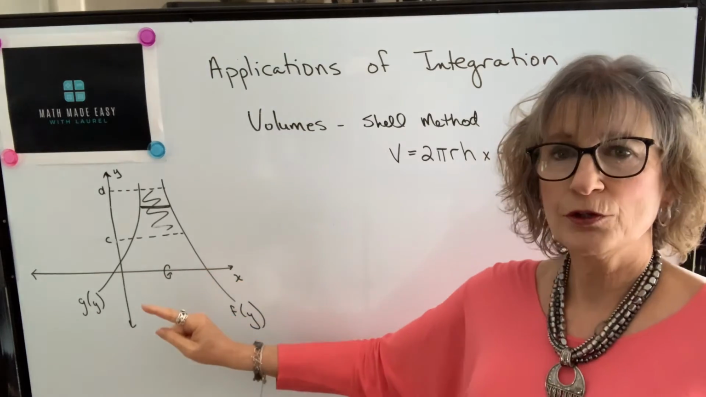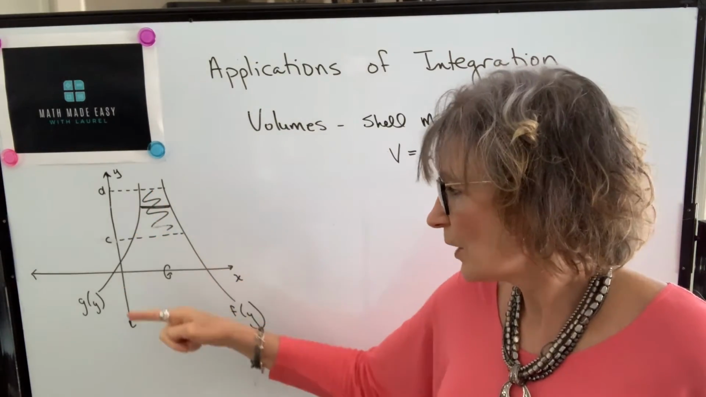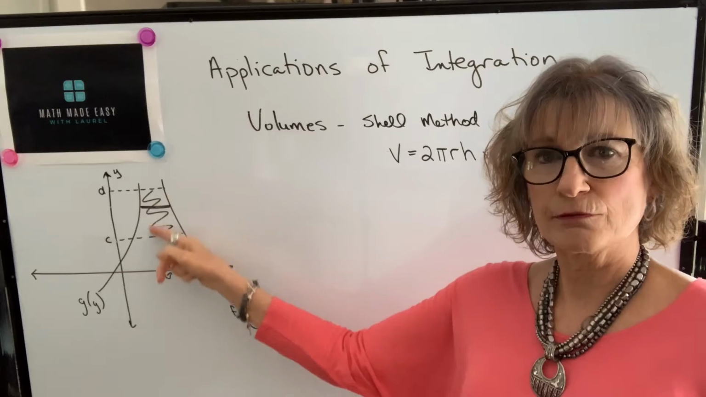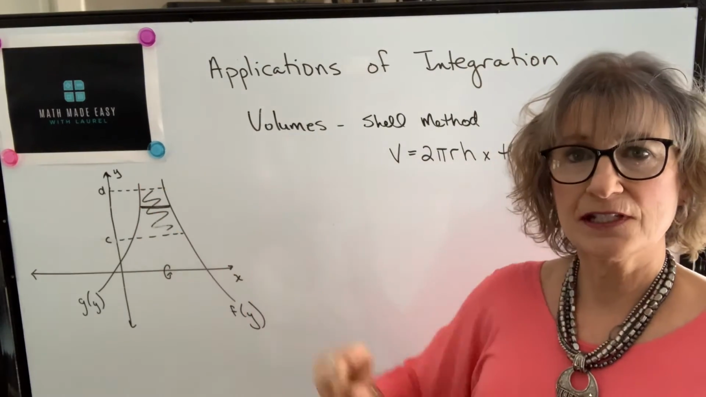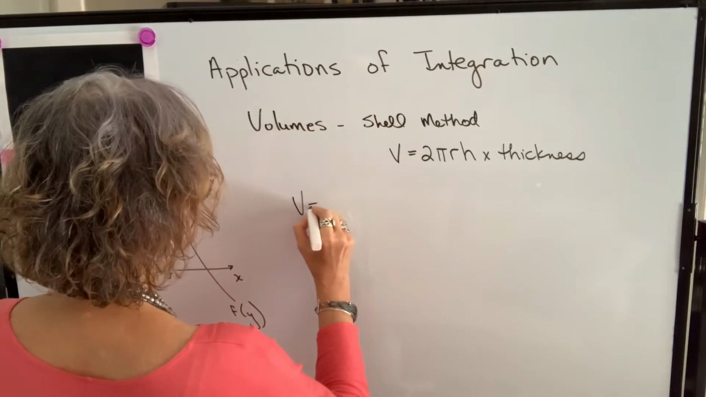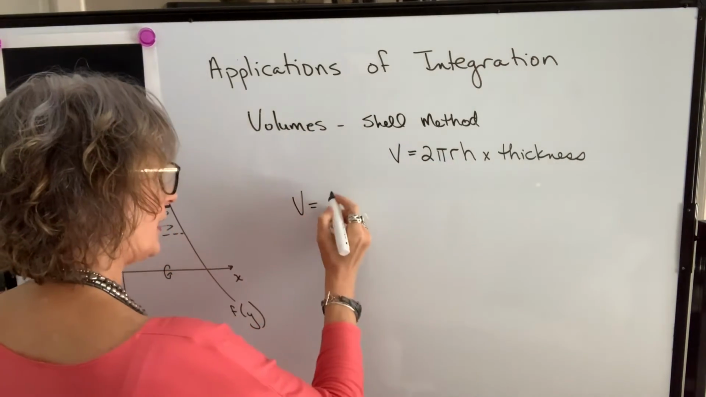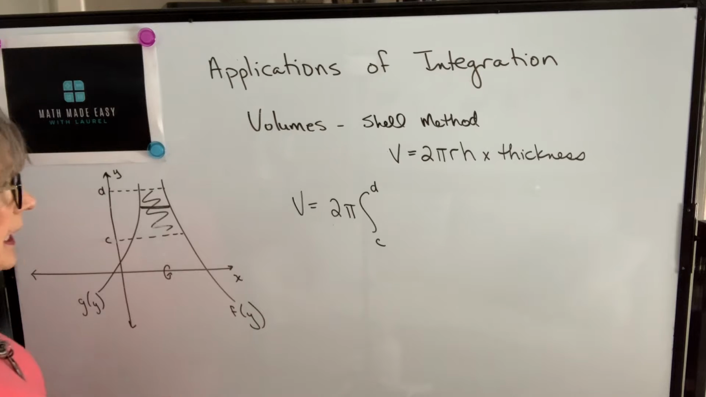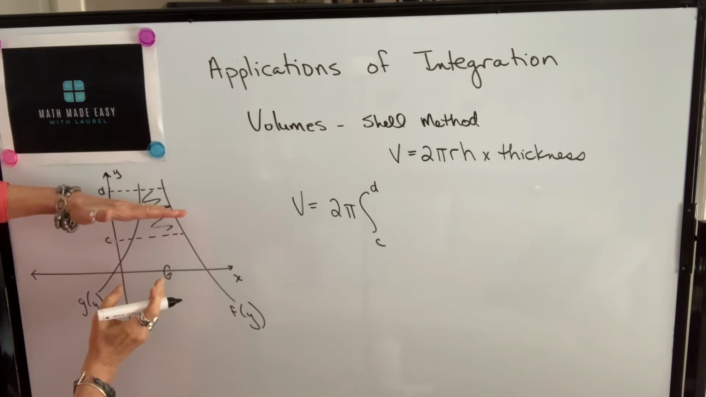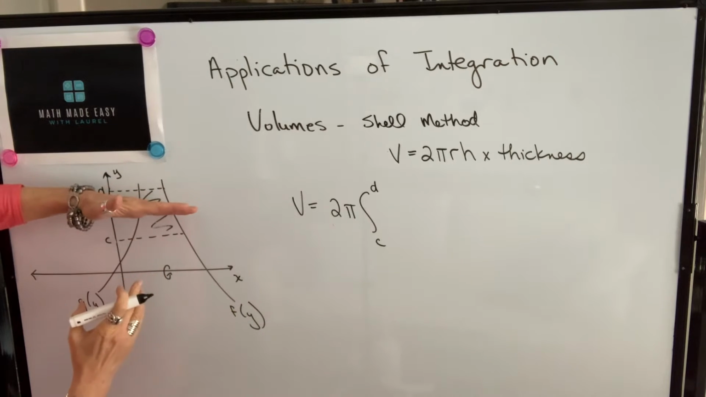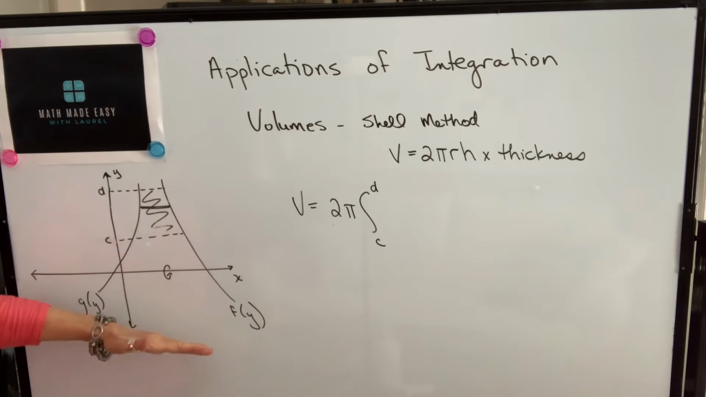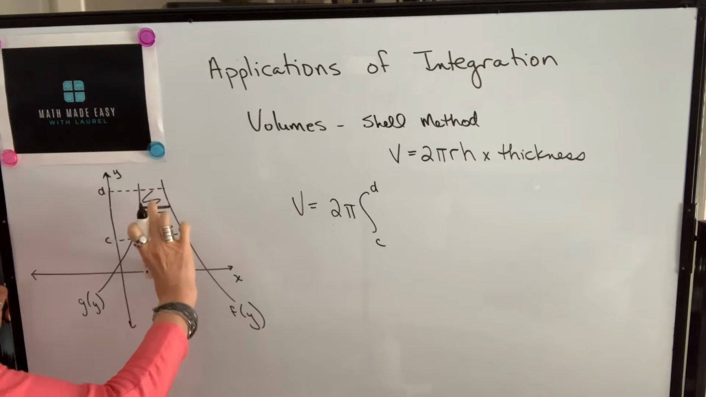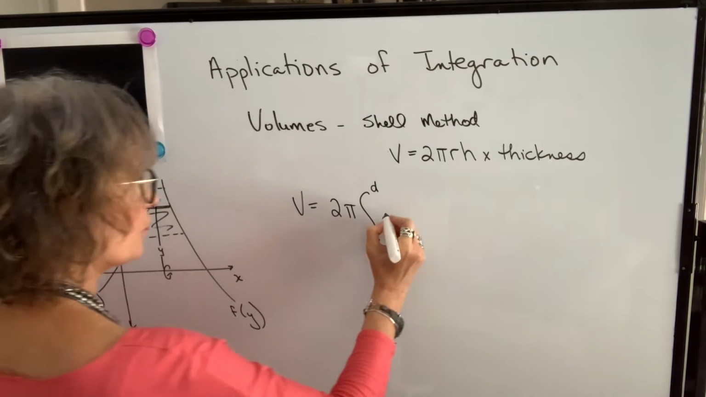So if we wanted to find the volume generated by this area rotated around the x-axis, we would sum all of these individual slivers or rectangles from C to D using integration. And in our formula, 2 pi is a constant, so we'll pull that outside of the integral sign. So we're going from C to D. And we're working with the radius that's formed. So the radius that's formed from this rectangle as it's rotating about the x-axis will be this value, which is y. So the distance from that rectangle to the x-axis is y.